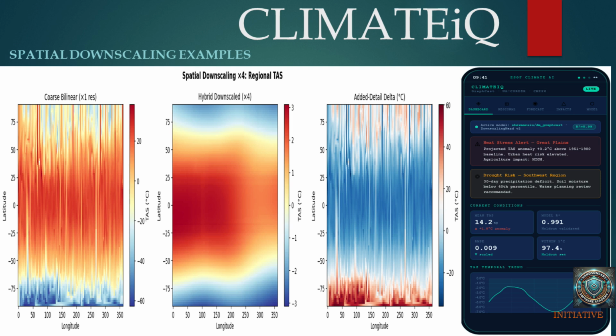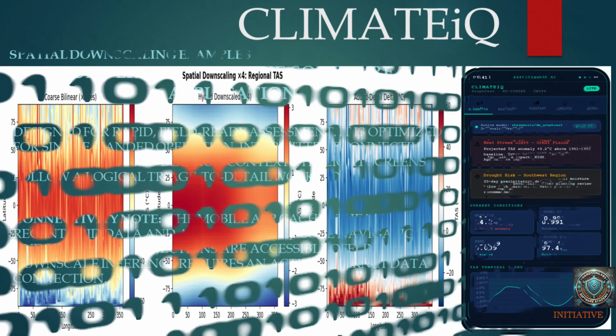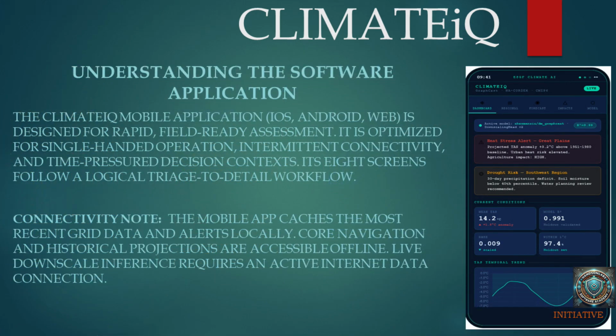Now this is an example of the downscaling from the data used for this application. Now let's understand the software application. The ClimateiQ mobile application for iOS and Android web is designed for rapid field-ready assessment. It is optimized for single-handed operation, intermittent connectivity, and time-pressured decision context. Its 8 screens follow a logical triad to detail workflow.